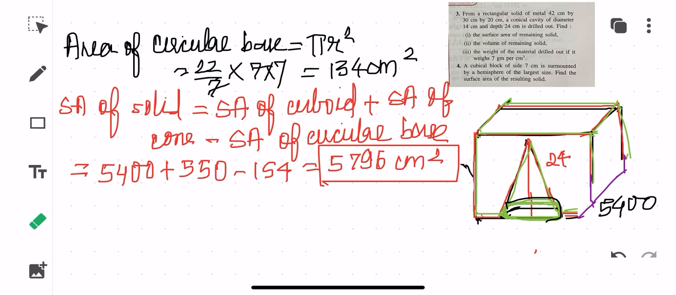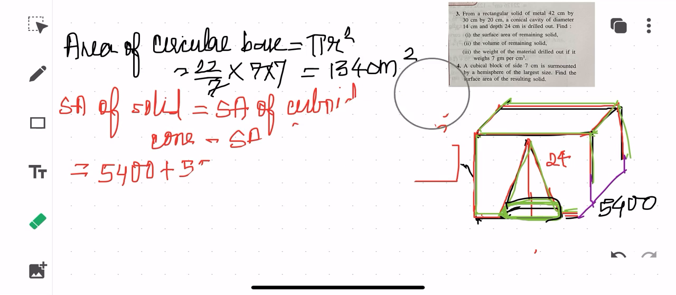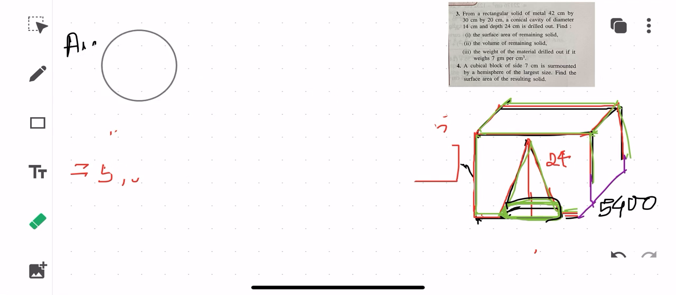So this is a very easy one, children. Volume, how can you find out? Volume means you will be finding out the volume of this particular cone, and then for cuboid, and then you can easily subtract to find out the volume. Okay, so the second sub question, children, you can easily take as homework.